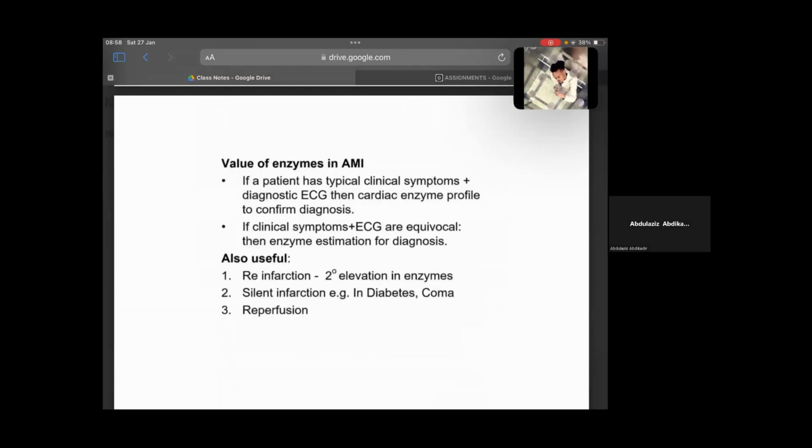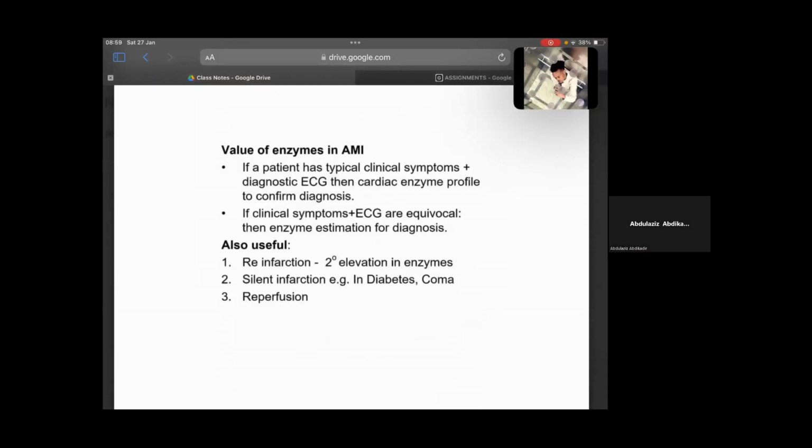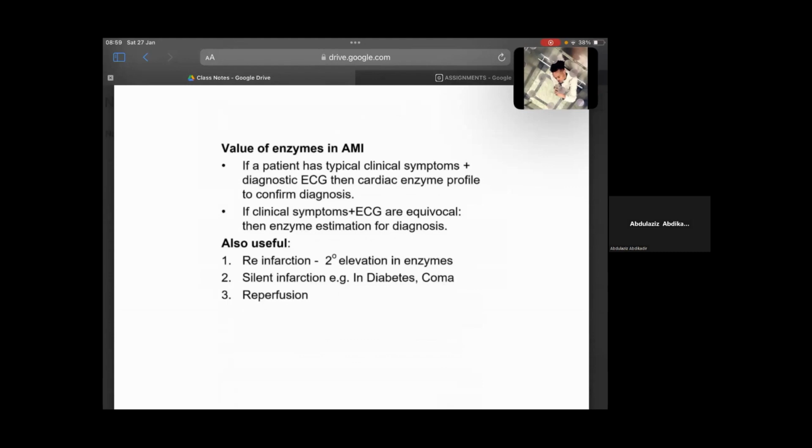There's also this table that comes: what made the doctor do this and this test. So if a patient has typical clinical symptoms, chest pain, dyspnea, lower limb swelling for heart failure, and has diagnostic ECG findings. What are the diagnostic ECG findings? The patient has the pathological Q wave, the ST elevation, the non-ST elevation MIs. Then a cardiac enzyme profile is used to confirm. That means you take the symptoms, use the ECG, then you go to the biomarkers.